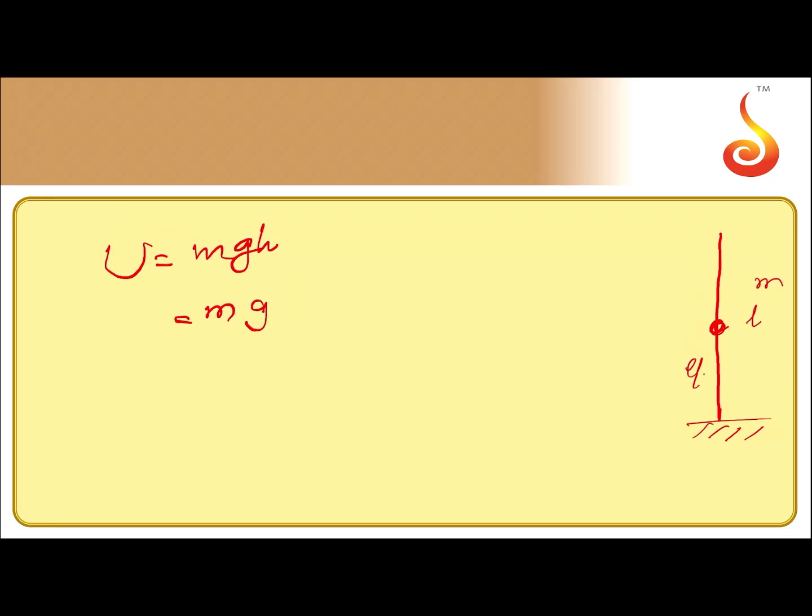So the rod is like this. It is held vertical, and the length of the rod is L, its mass is m. Now, potential energy is given by mgh, and while measuring the potential energy, remember, the center of mass is the reference position, which is at a height L by 2. So mg into L by 2 should be our answer.